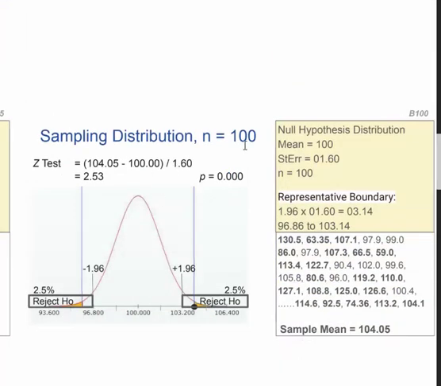Now for a sample size of 100, our sample mean is in the reject zone. Our z-test is 2.53, and that's because the sample mean is 2.5 standard errors to the right of where the null hypothesis says that it should be. That's a pretty big discrepancy, a significantly big discrepancy between the null hypothesis and our empirical data of the sample mean. P-value, probability of getting something like this just due to sampling error is essentially 0. It's less than 0.05. We're going to reject the null hypothesis.